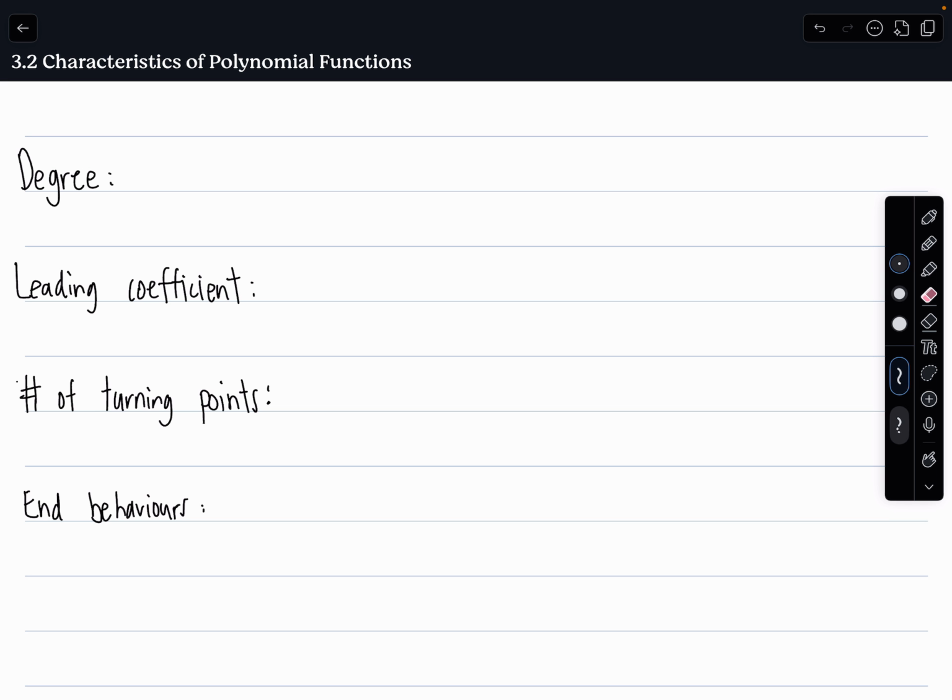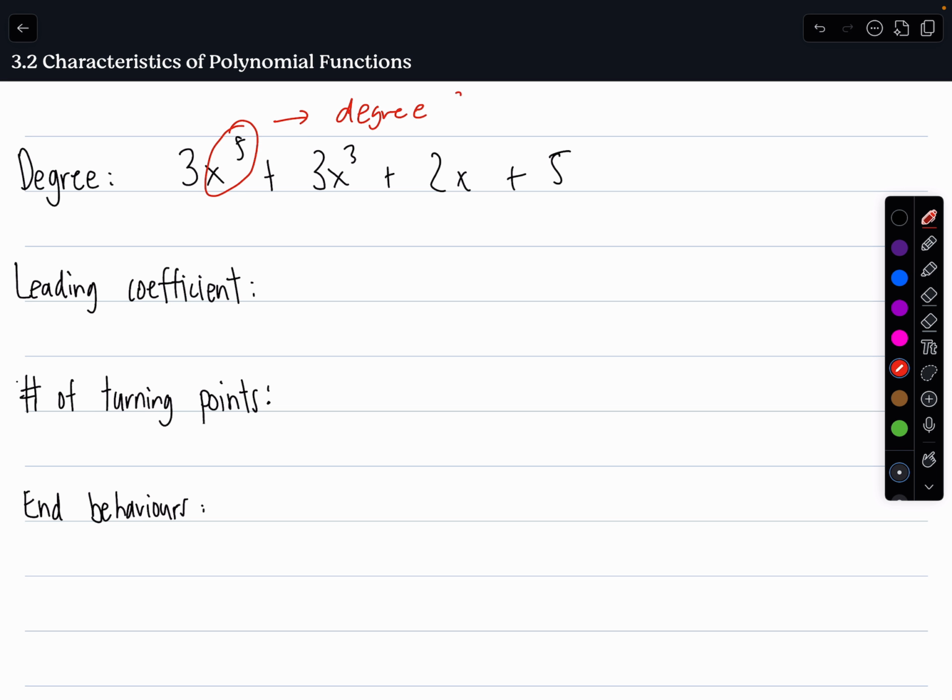Let's first start off with what is the degree of the function. If the question asks what's the degree of the function, how do we find that? If I had an example like this, we can tell this is a polynomial function. When it asks what is the degree of the function, it's basically asking what is the highest exponent in this function. If you look at this function, the highest exponent would be the x to the 5 exponent. So this function would be a degree 5 function, or a fifth degree function.